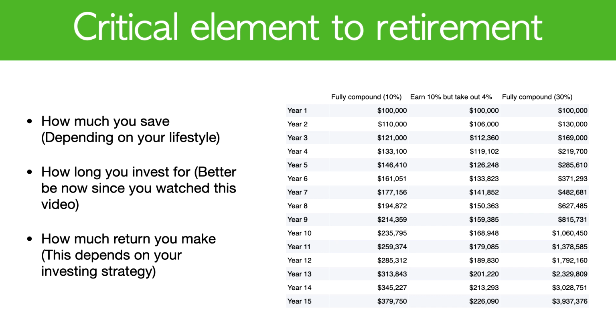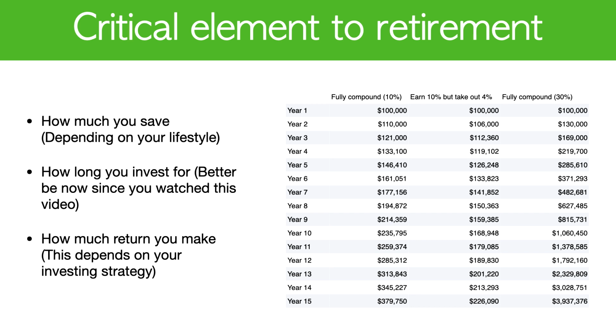Okay, so finally, we're going to cover the critical elements of retirement. Here you will see there are basically 3 factors that you need to consider. So the first one is how much you save when you're working a full-time job. And this really depends on your lifestyle. If you are a frugal person, then that's great. You should be saving a lot more. But if you have a family, you have 4 kids, you want to travel a little bit while you're still young, then you're saving less. So this is within your control, but it also depends on your lifestyle and what kind of standard of living you want.